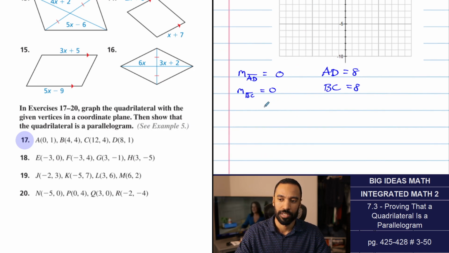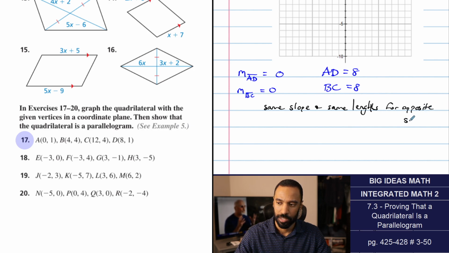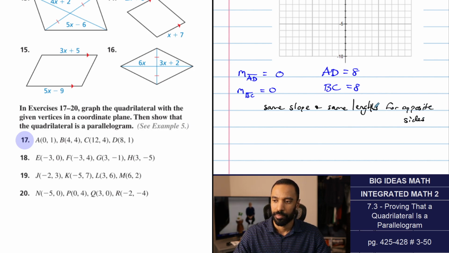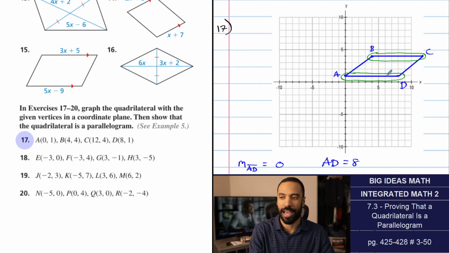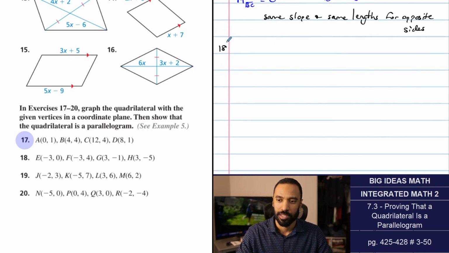Show that it is. Same slope and same lengths for opposite sides. I'll fix that. So therefore it is. Yes, it's a parallelogram. So I think that's going to be the same for the other ones. Now this one had flat lines. I think I made it very easy. Horizontal lines. That was pretty nice.